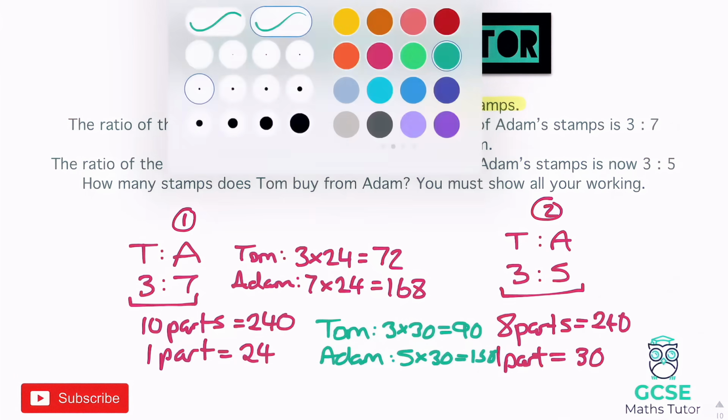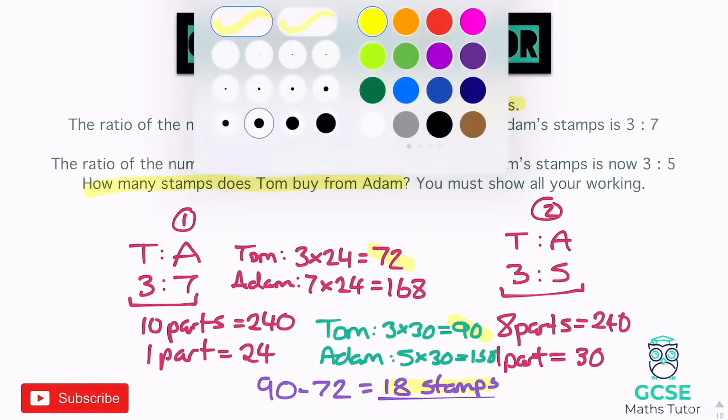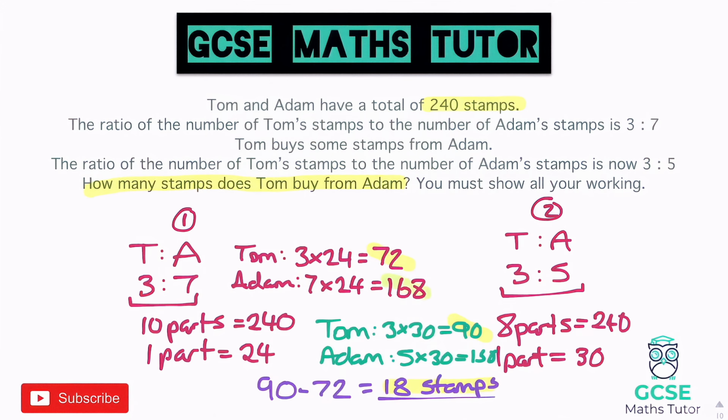Right, there we go. So obviously we're looking at, let's have a look at what the question said again. How many stamps does Tom buy from Adam? Well, Tom started with 72, now he has 90. So we can obviously work out the difference there. If we want to show our working out, we can do the 90 stamps that he now has, take away the 72 that he started with, and that leaves us with a total of 18 stamps that he must have bought there. So 18 stamps would be our final answer. And obviously we could have taken that from Adam as well. We could obviously look at the fact that Adam, who's here, started with 168 and then dropped down to 150, which is a loss of 18 stamps as well.